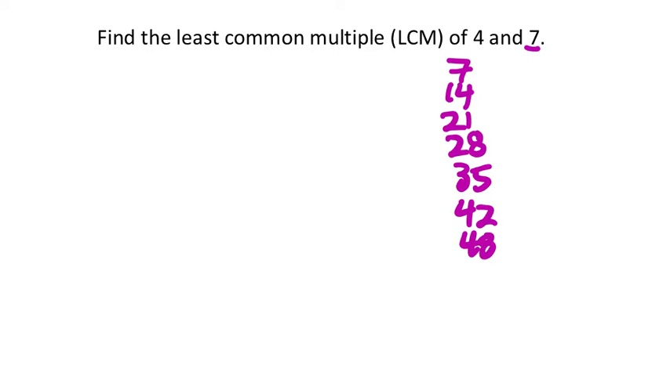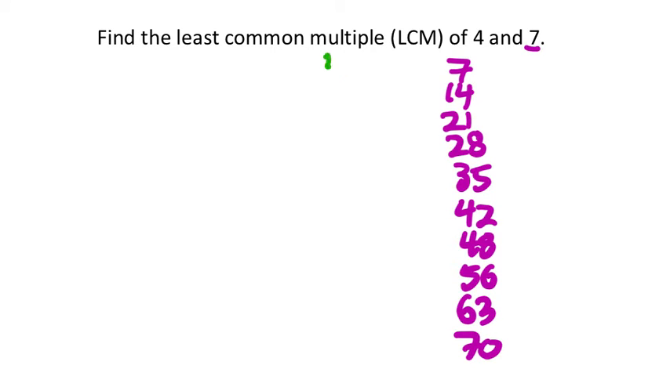So again, hopefully there's no need for addition here. We should have at least the first 10 multiples of each memorized. And I think we did 7 already, so I'll do 7 in purple here. 7, 14, 21, 28, 35, 42, 48, 56, 63, and I'll go to 70.